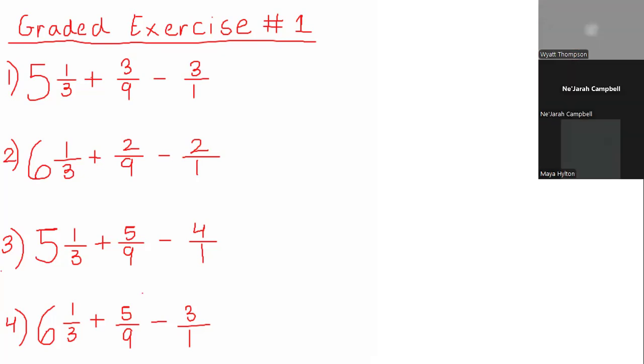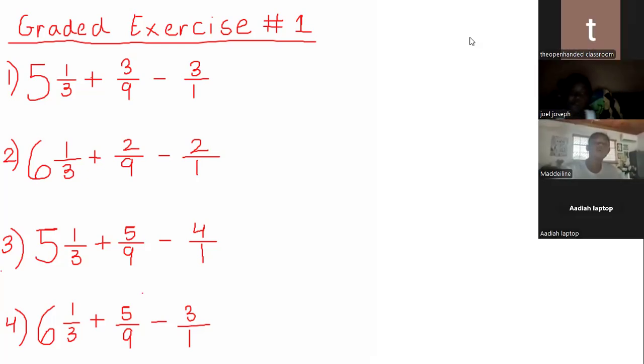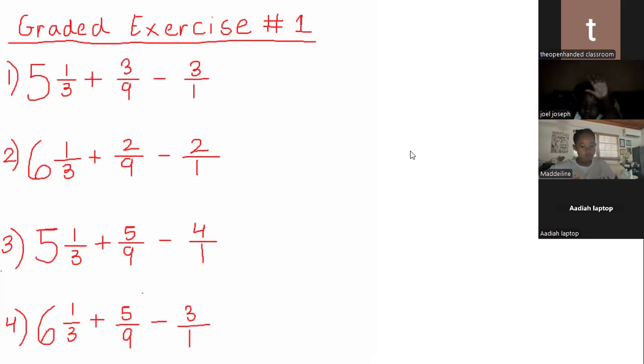I got 25 over 9. How did you get that? I multiplied 27 over 9. How did you get 27 over 9? I really didn't know what to do, but I times 3 times 9 and 9 times 9. I didn't know what I was doing because I couldn't hear you.